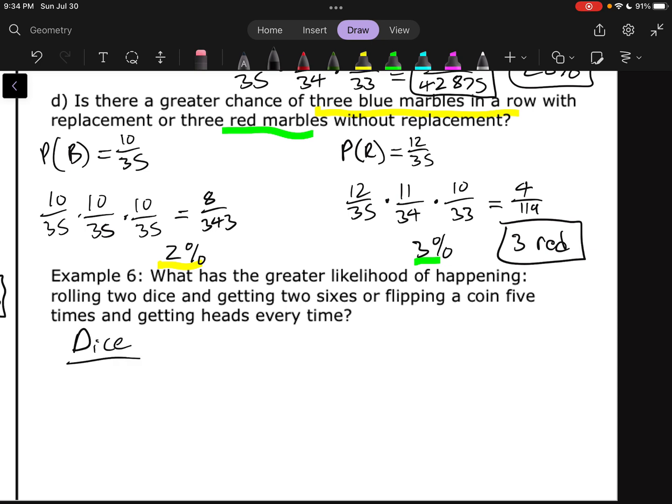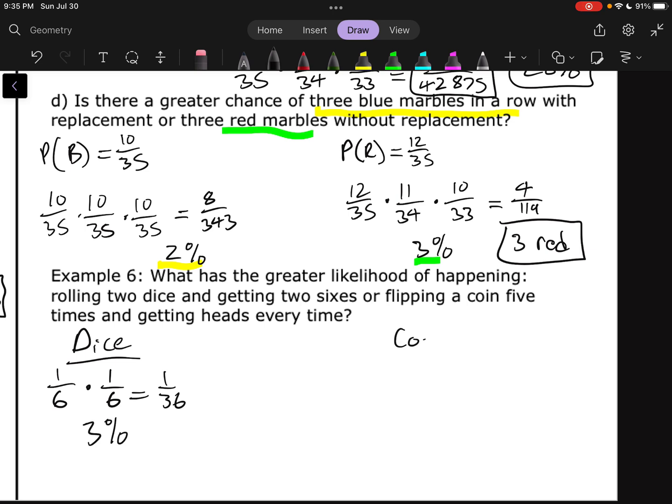Rolling 2 dice and getting 2 sixes, that would be 1 out of 6, because there's only one side that is a 6 out of 6 sides, times 1 out of 6 again. That would be 1 out of 36, which I believe we've already done. That is about 3%.